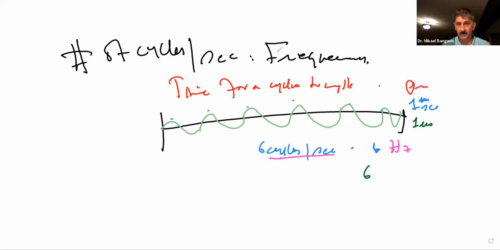But because it's per microsecond, then the frequency will become megahertz. Because it says 6 cycles per microsecond. In this instance, your period will have been 1/6 of a microsecond.